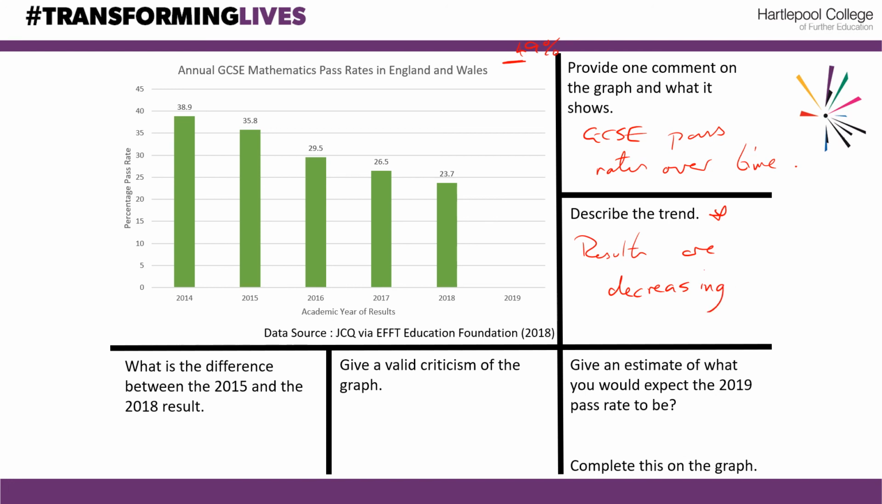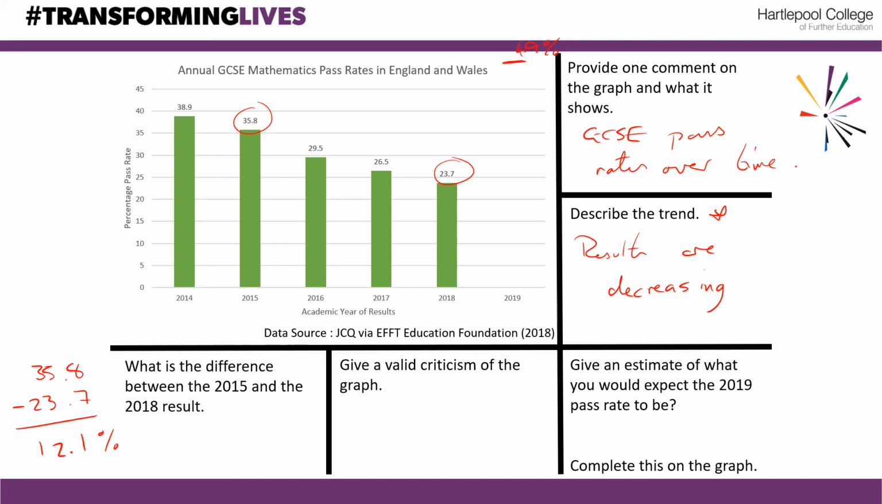Next up, what is the difference between 2015 and 2018 result? Okay, so 2018 was 23.7, 2015 was 35.8, so let's do the math. That's 35.8, take away 23.7. 8 take away 7 is 1, decimal point. 5 take away 3 is 2, 3 take away 2 is 1, so that's 12.1. Now remember, these are all percentages, so that's 12.1%. Always try to include your unit of measure.